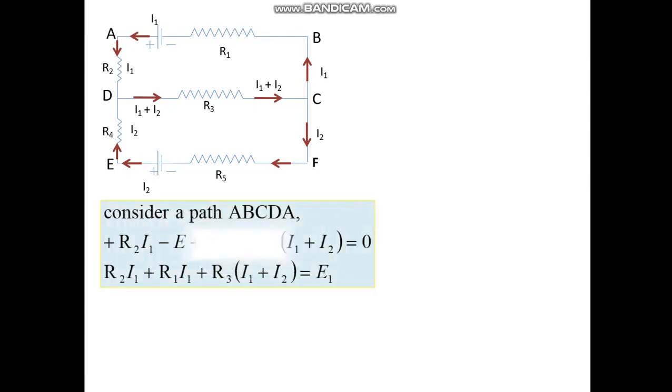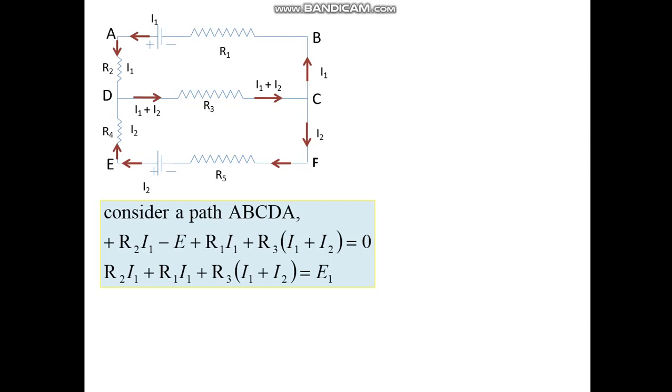Let us take the first loop, A, B, C, D and A. As we can see, the potential difference across R1 is I1 R1, and we need to check whether it is in the direction or against. We have taken the direction as clockwise, so it is against. Therefore, it is R2 into I1, that is positive. Okay, R2 into I1, just check it.